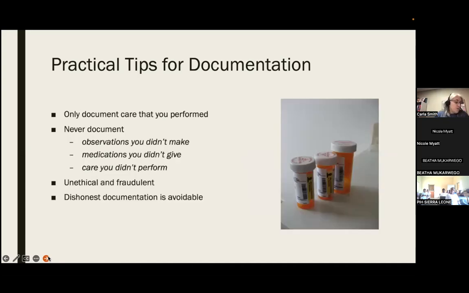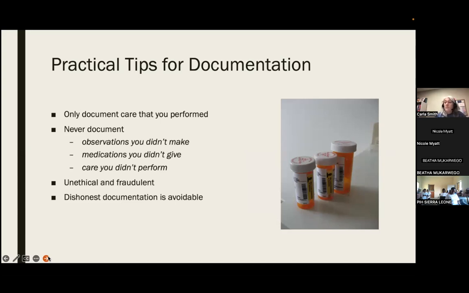It's also important to only document the care that you performed. And I know this sounds obvious, but it does bear repeating. Never document observations that you yourself didn't make, medications that you didn't give, and care that you didn't perform. It's unethical and it's fraudulent.